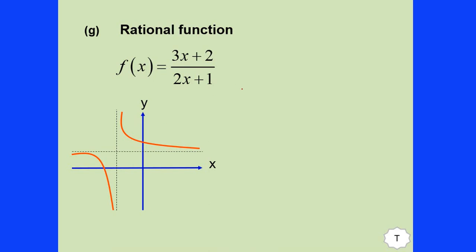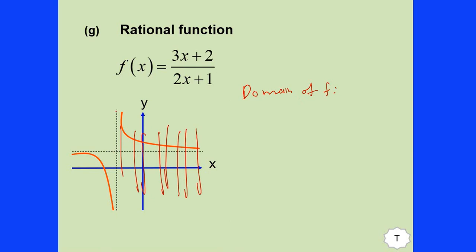Domain of F. Semua ada partner X ni. Ada. Tapi sini putus. Satu ni tak ada. Buang satu. Semua yang lain semua ada. From negative infinity to infinity, semua ada except yang bulat ni. Okay. Maknanya kita tengok ni. This one not equal to 0, kan?